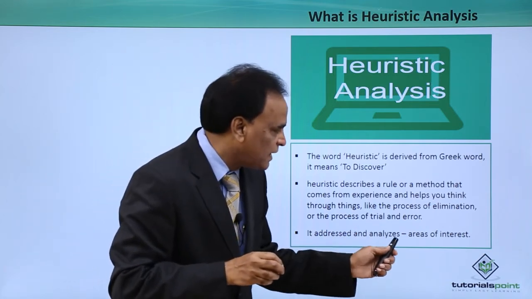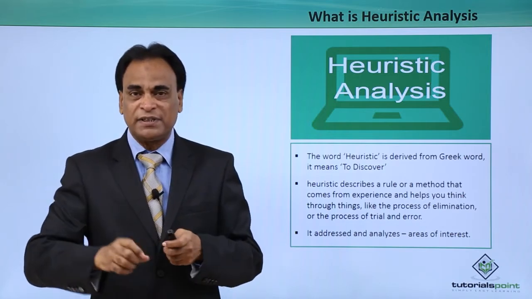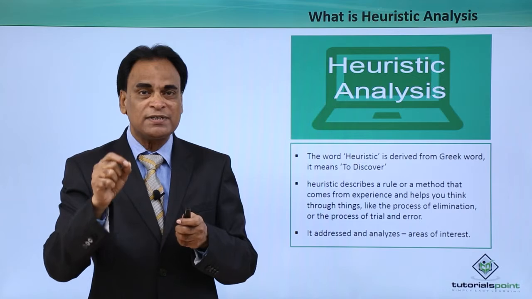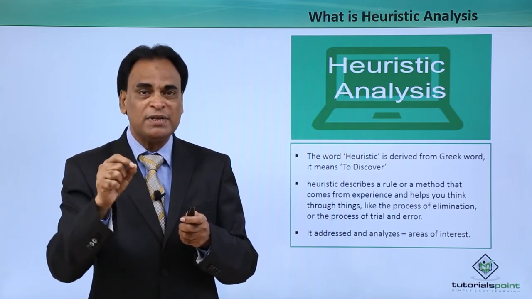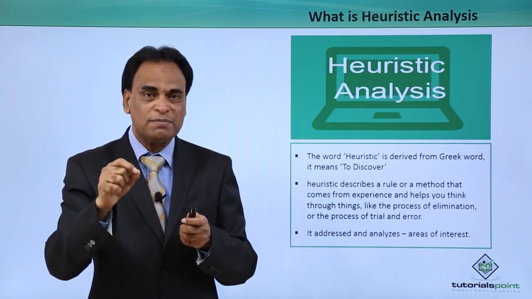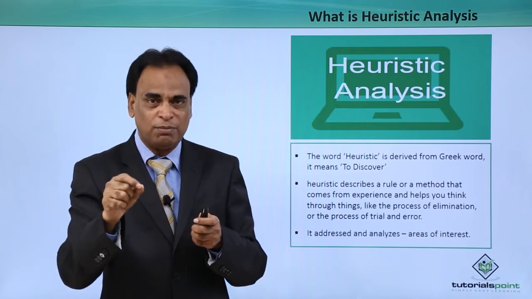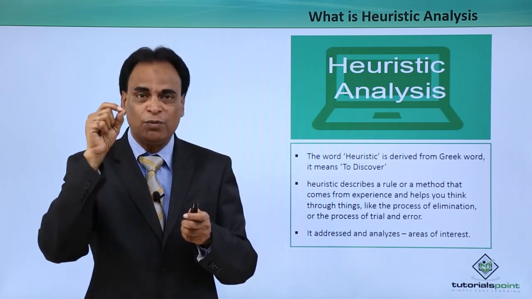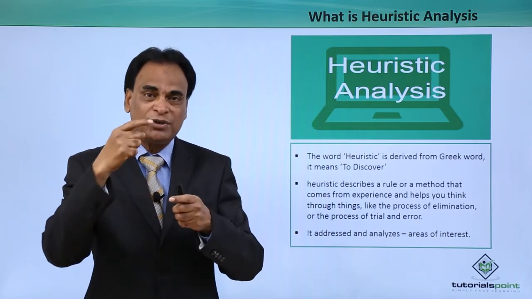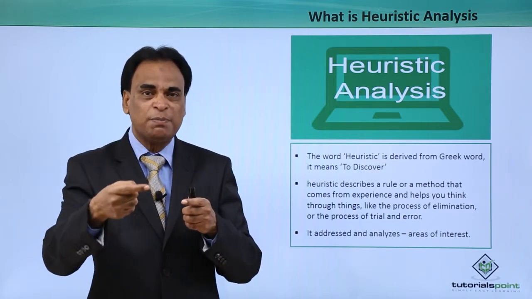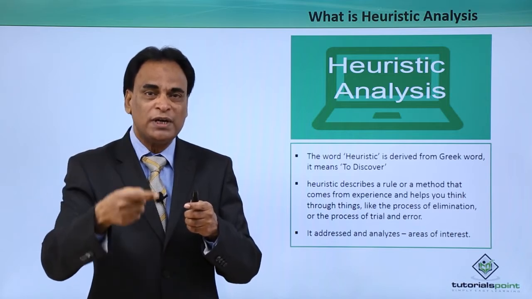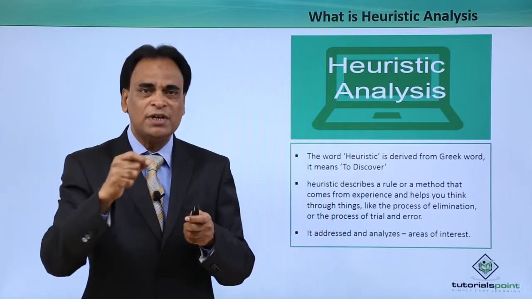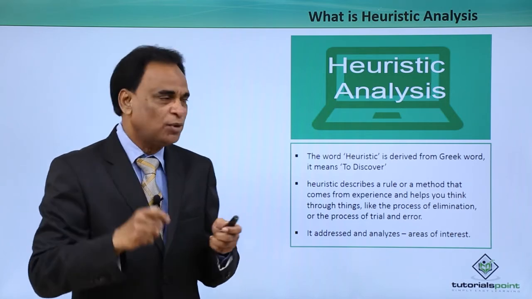It addresses and analyzes the areas of interest. Whose areas of interest? The areas of interest of the visitors, the anonymous visitors who are coming to your websites, to your landing pages and to your blogs, so that you know clearly who the people coming are and what their interests are, so that you can optimize your user experience and the user interface to ensure that more and more conversions happen. This is precisely what heuristic analysis is all about.